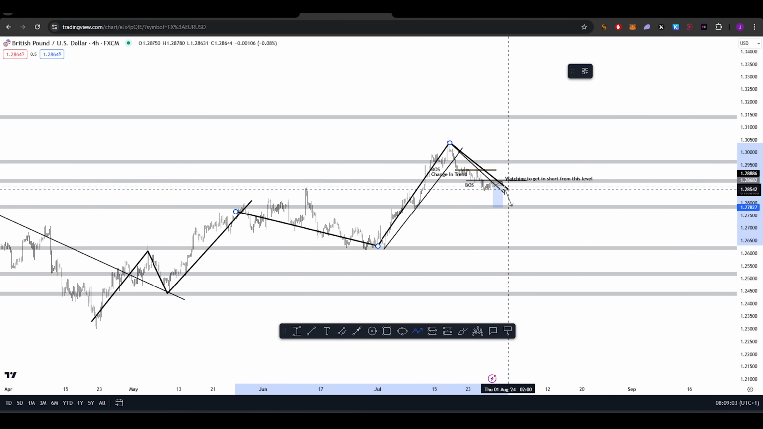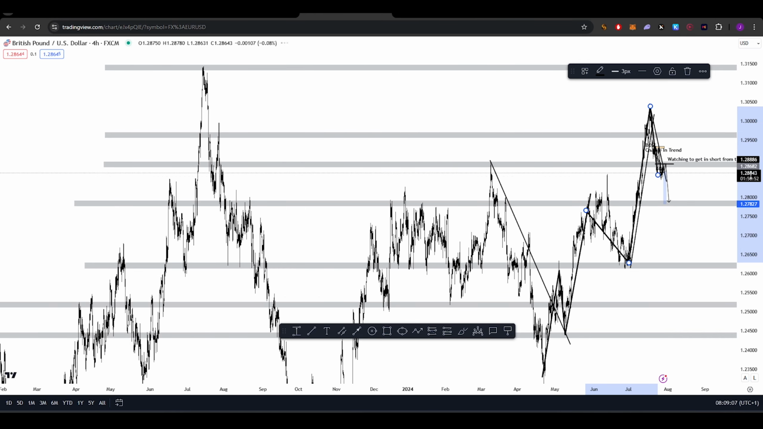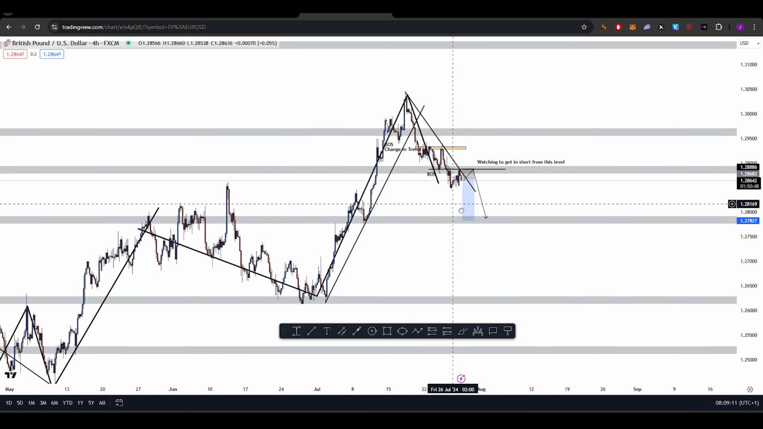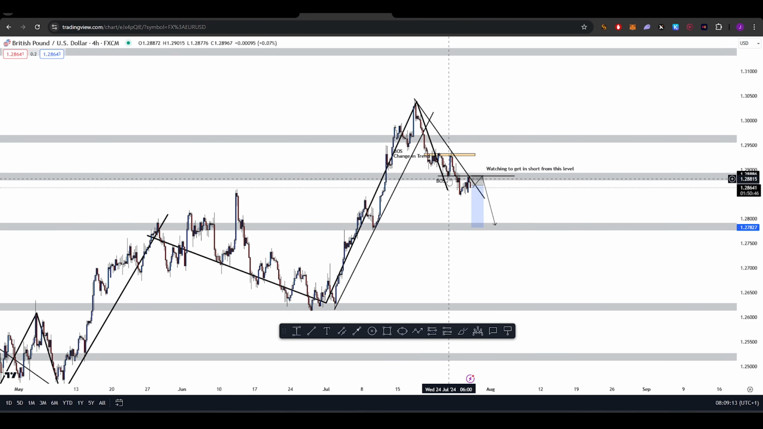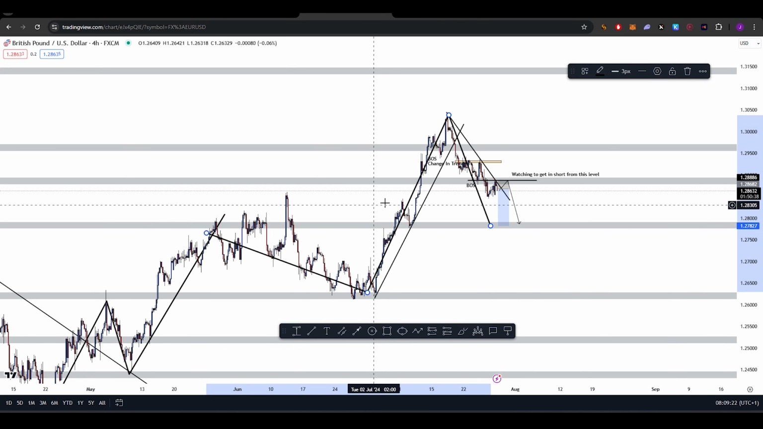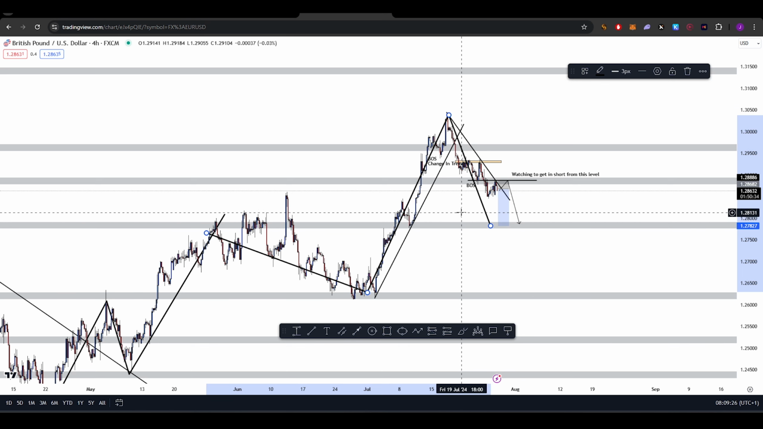So I think because we broke under this level of support, we're currently now retesting it as resistance. I still think price is pulling back. The next level we can see potentially a higher low and price continue this uptrend is from this level of support. So that's why I'm targeting it.